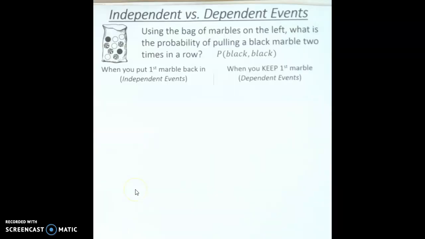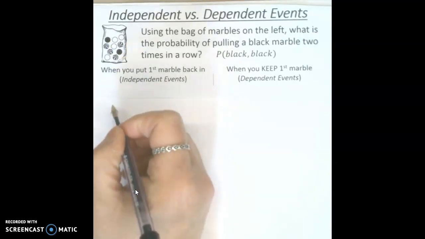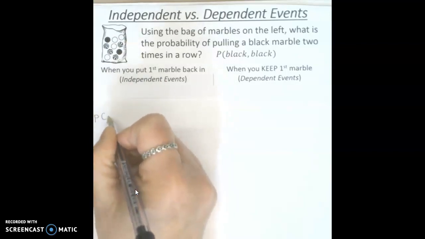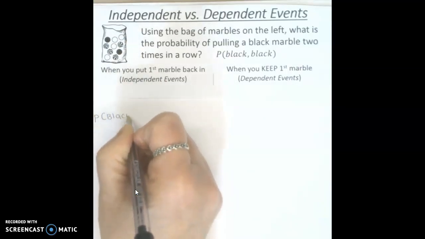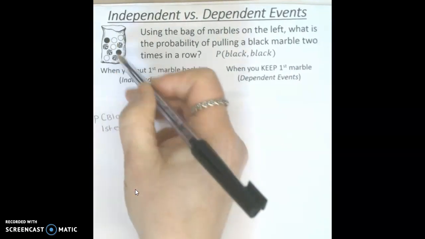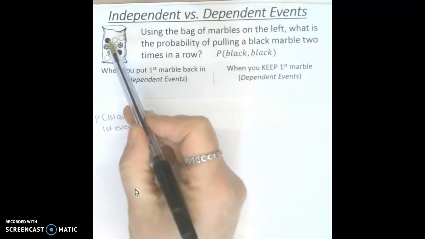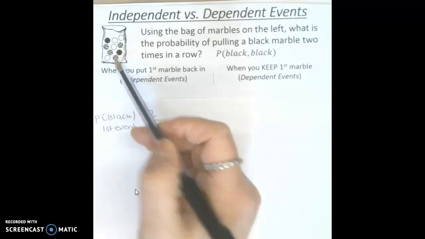Okay, so let's have a look at another example. So this time we want to pull out a black marble followed by another black marble. So let's take the independent one first. So in this example, we're going to take out a black marble. So we have two black marbles in our bag. So the probability of picking out black, and this is our first event. So we've got two black marbles, and it's out of 1, 2, 3, 4, 5, 6, 7, 8, 9, 10 again.